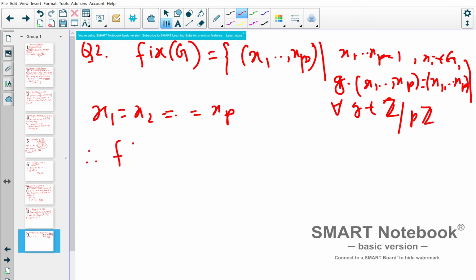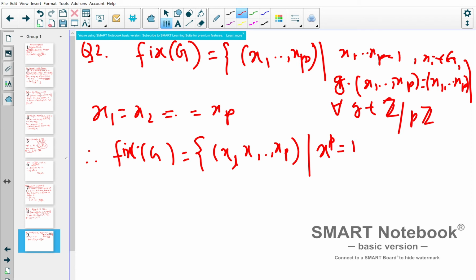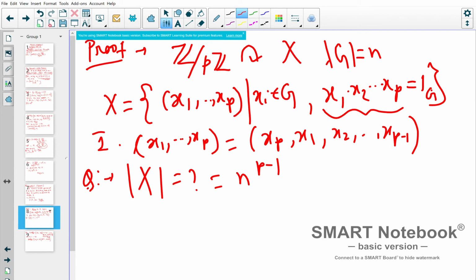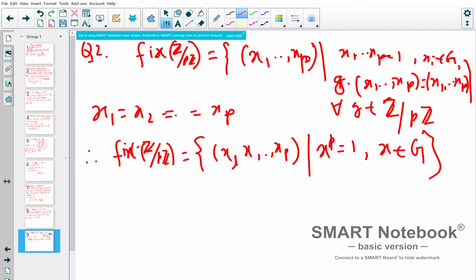What does that mean? That means the fixed set is nothing but all those tuples (x, x, ..., x) such that x to the power p is equal to the identity, and x belongs to the group G. Clear? This is how you define the set X and the fixed points. There is a mistake: this is not G, this is Z mod pZ. Z mod pZ is acting, so the fixed point set of Z mod pZ will be of this form. And one can now easily find the cardinality of this set, right?